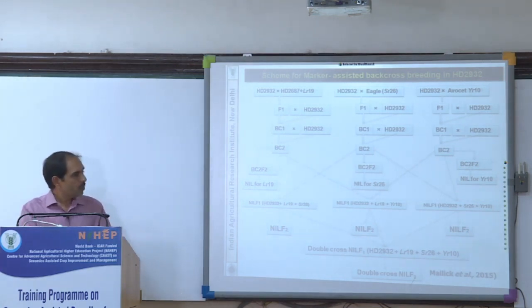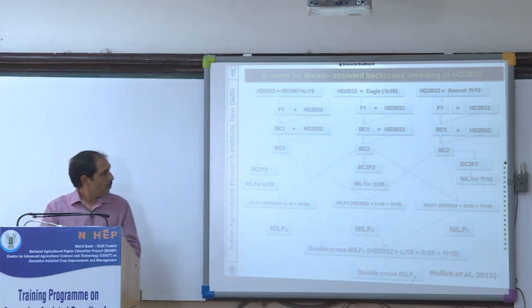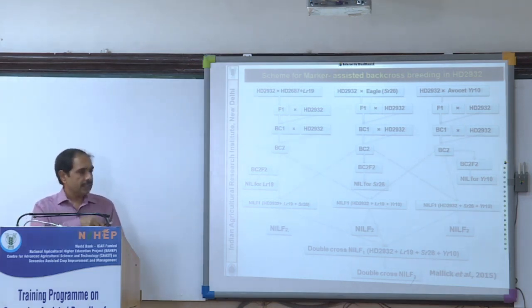Then those plants which are homozygous for LR19, again you can do background analysis, and you will find that there is increase in the recovery. Many of the loci which were earlier in heterozygous condition, they will come into homozygous state. So there will be increase in the recurrent parent genome if you do analysis. So now our objective was to combine the 3 genes.